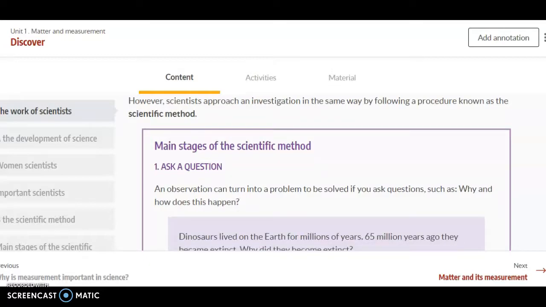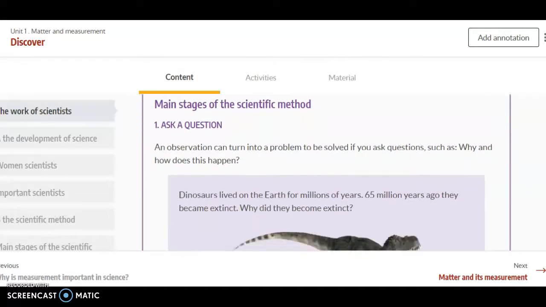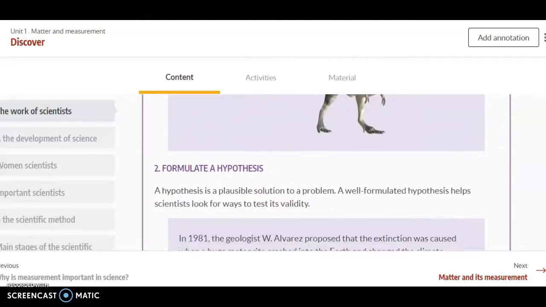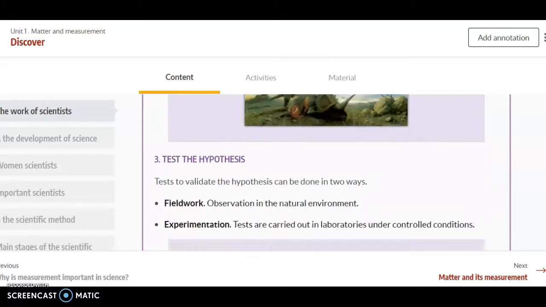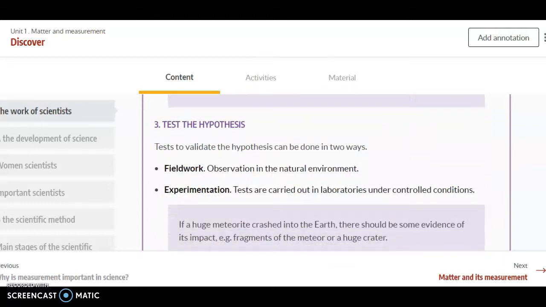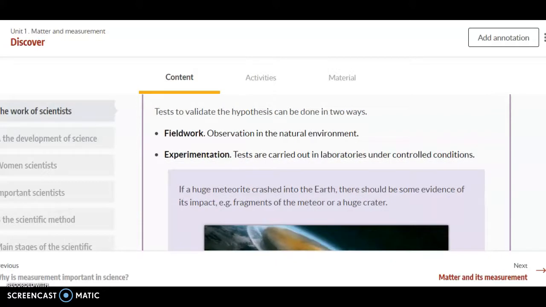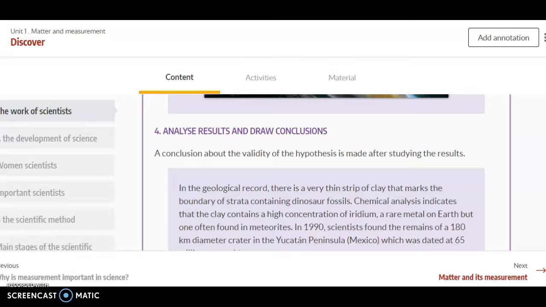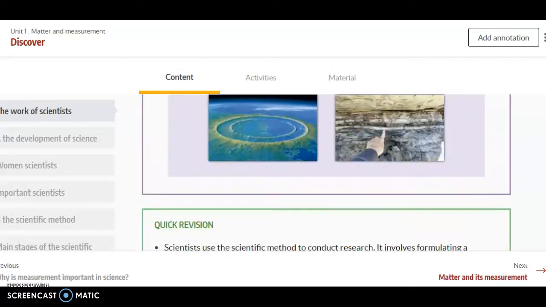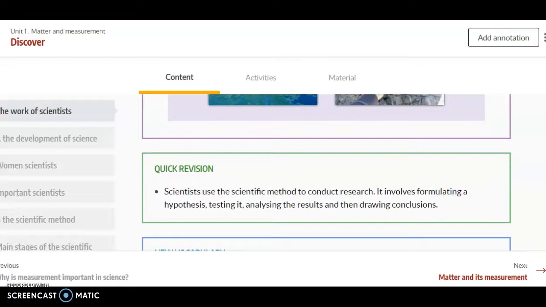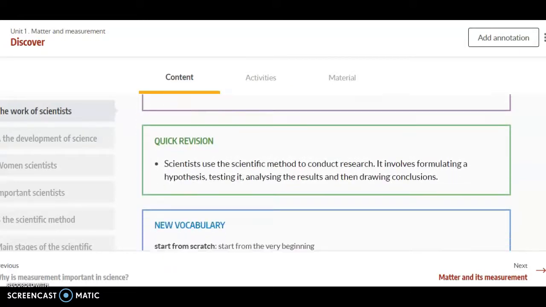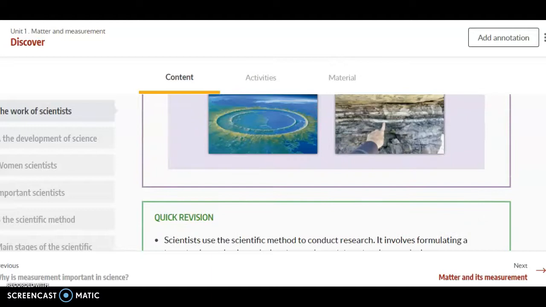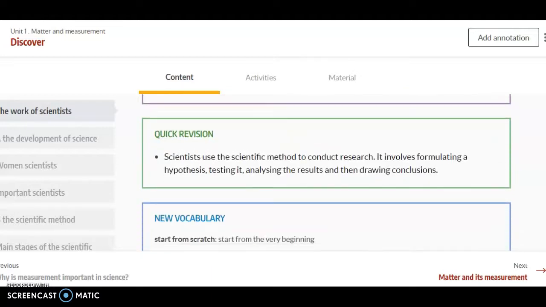So what are the main stages of the scientific method? You ask a question, you formulate a hypothesis, you test the hypothesis, and you can validate a hypothesis with two tests: fieldwork and experimentation. Then the fourth stage is analyze results and draw conclusions. Remember the dinosaur extinction theory. That's a good way to memorize the four stages of the scientific method.